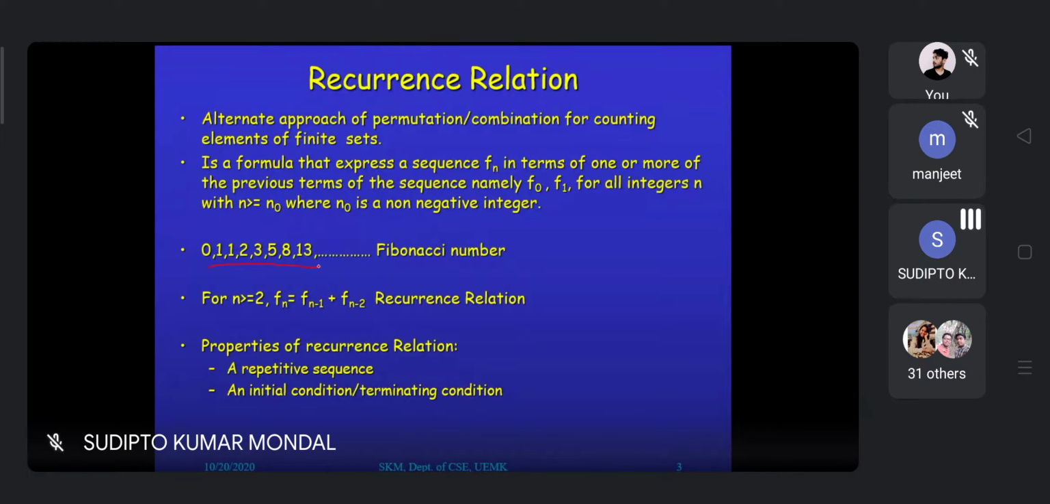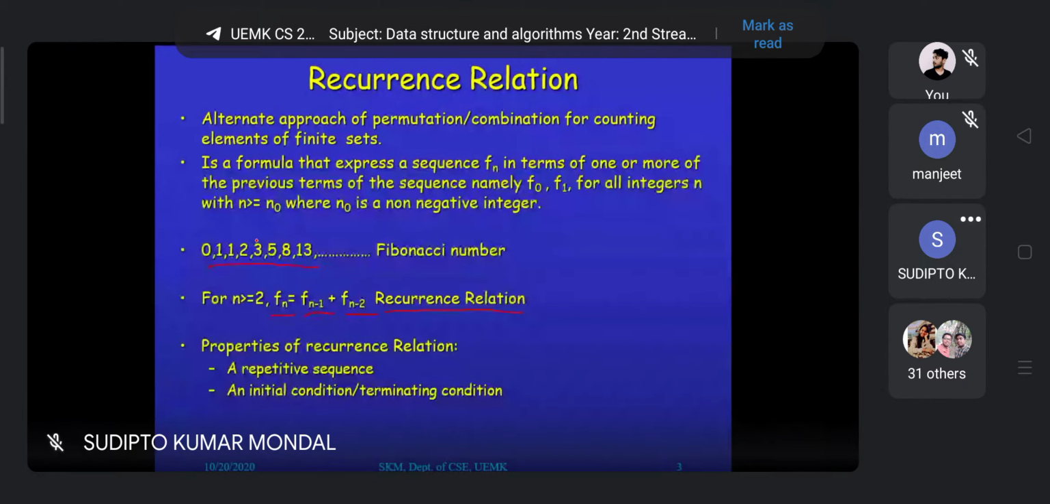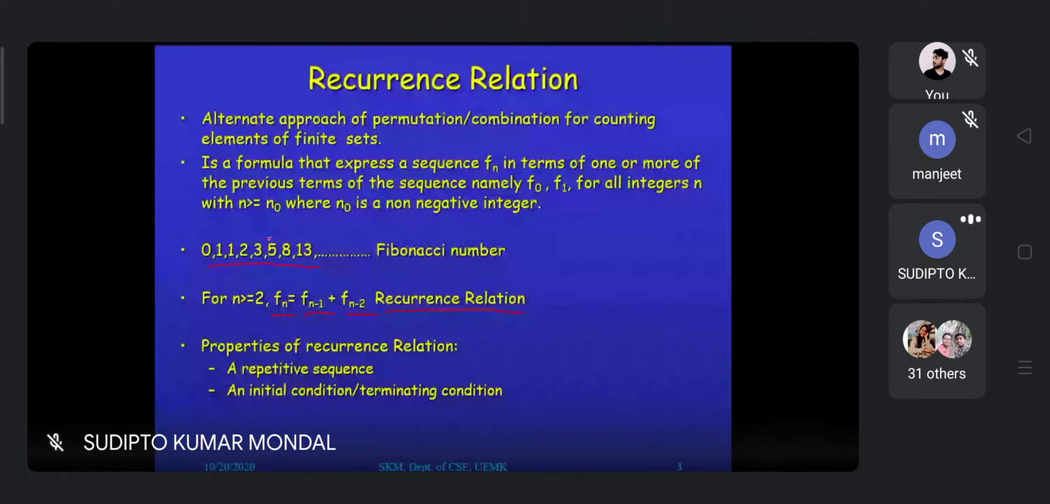So the corresponding recurrence relation of this Fibonacci series is represented like this: the current term, the fnth term, is generated using f(n minus 1) and f(n minus 2) by combining these two. If I consider the f(n minus 1)th term as 5, and the f(n minus 2)th term as 3, then if I add these 5 and 3, we get the fnth term at a certain instance. So 5 plus 3, 8. This way it is generating.